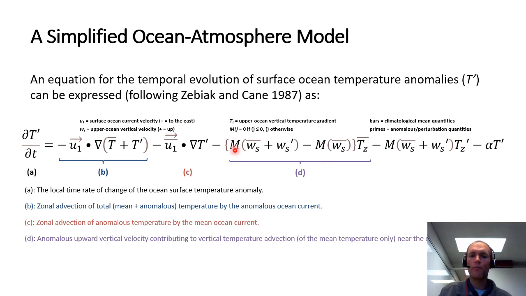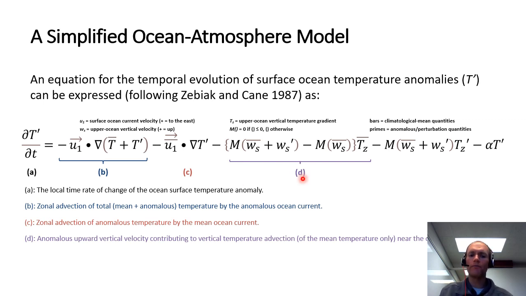We have this M operator in front of these two terms here. This M operator means that whatever is inside of the parentheses is 0 if that quantity is less than or equal to 0. But if it's greater than 0, it's whatever the quantity is here. So for instance, M of 1 would be 1, but M of -1 would be 0.